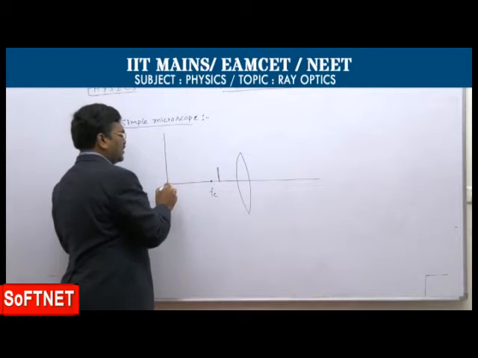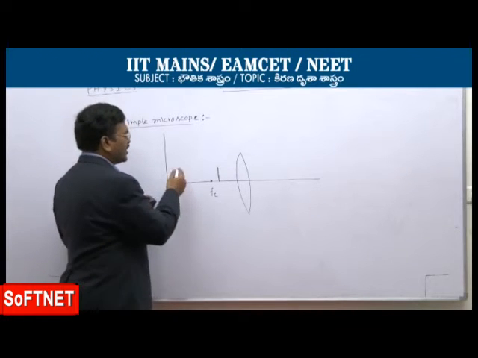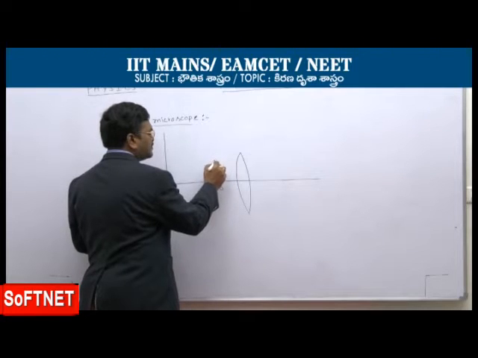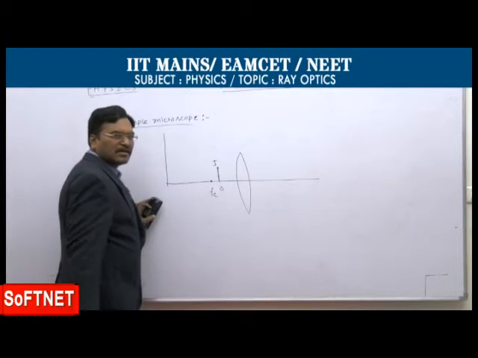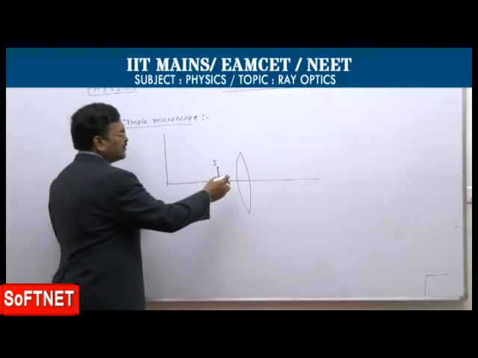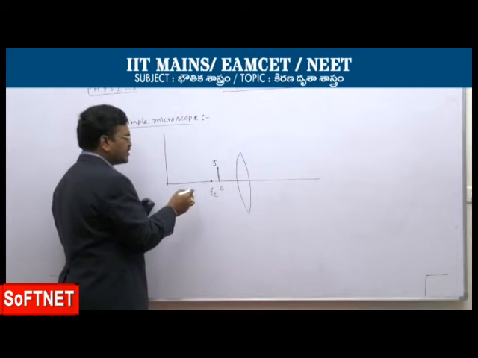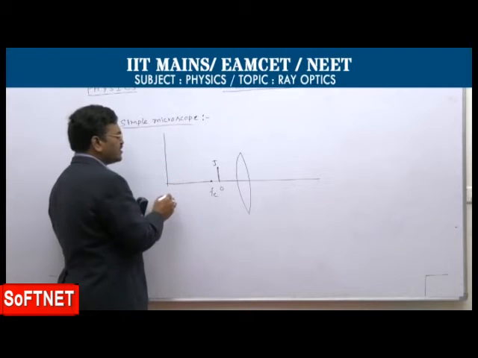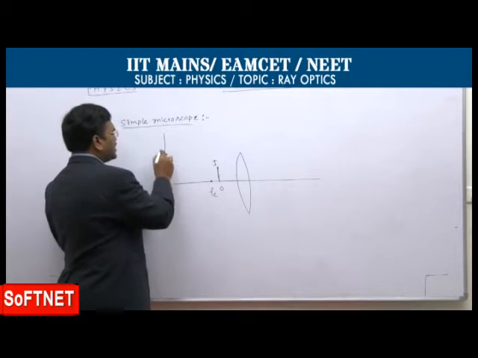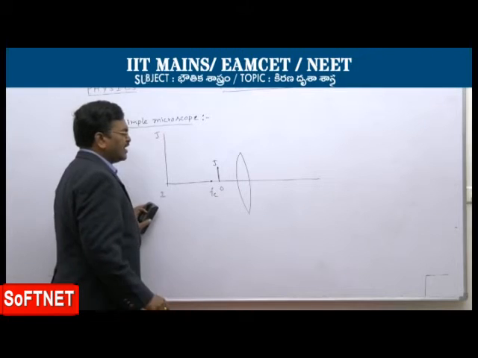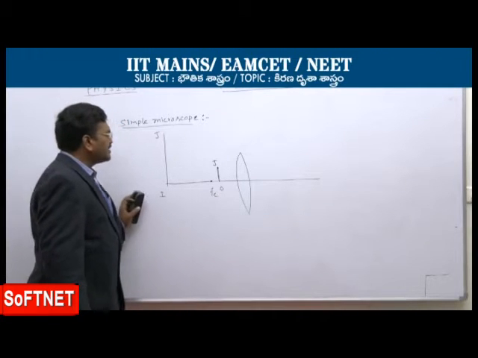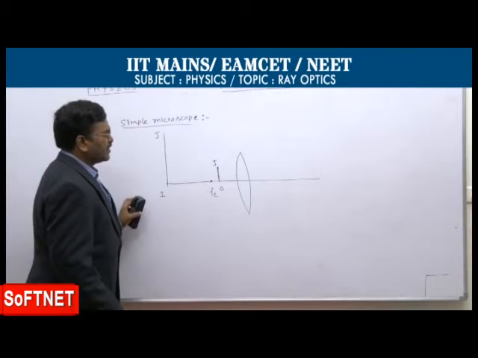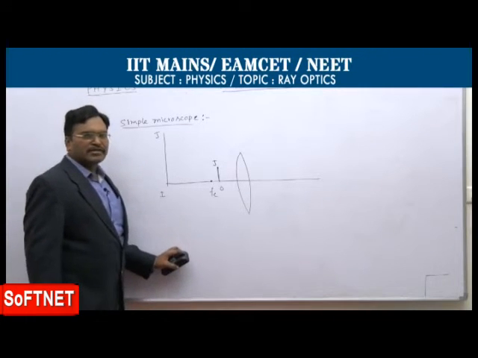The image is a virtual, enlarged image. Suppose OJ is the object. If the object is placed within the principal focus of the convex lens, the lens forms an enlarged image. Suppose IJ is the image. Here OJ is the object and IJ is the image. Now we calculate the magnification of the simple microscope.